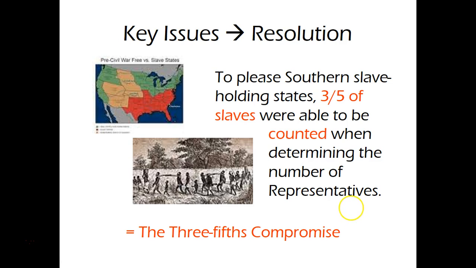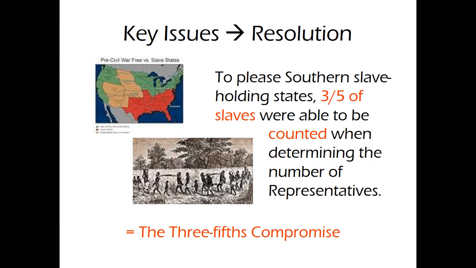Okay, so you should already have your box filled in there with this information. And just to give you an explanation of the 3/5 compromise, basically, this disagreement was between the northern states that did not have slaves and the southern states who did have slaves.